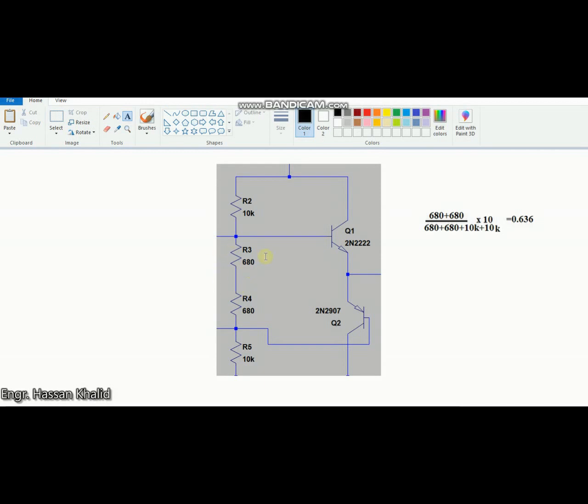Now if these two transistors have the same characteristics, that means half of the 0.636 volt will be entering at this base, and the other half will be entering at this base. This means your input voltage must be higher than this applied voltage in order to completely bias this whole circuit. Now let us check the output.